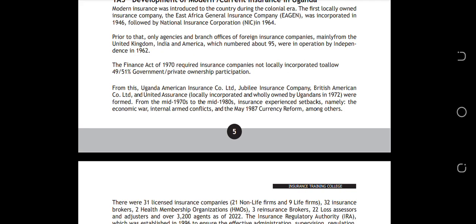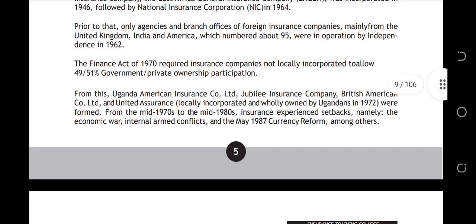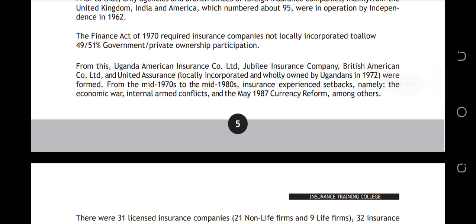Yeah, that's understandable. So nice. So let's talk about the Finance Act of 1970 that required insurance companies not locally incorporated to allow 49 out of 51% government and private ownership participation. From this, Uganda American Insurance Company Limited, Jubilee Insurance Company, British American Company Limited, and United Assurance, which was locally incorporated and wholly owned by Ugandans in 1972, were formed. So all those things that you are seeing were formed.